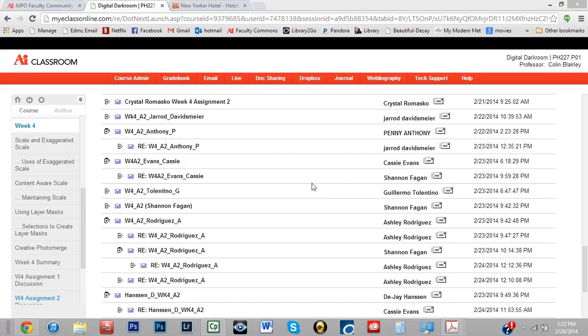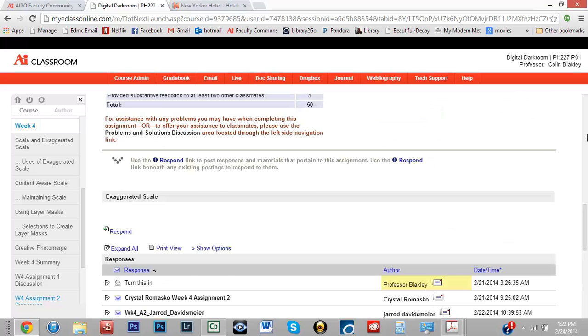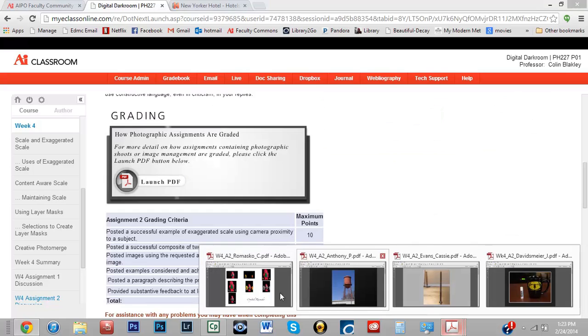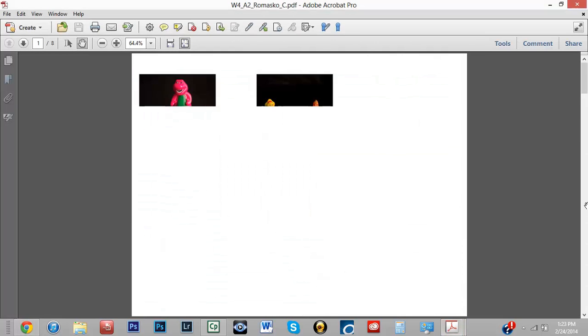So this time around we're going to be looking at Crystal, Jared, Penny, and Cassie's work. Just want to briefly pop it up here and take a look. We're looking at exaggerated scale, doing that both in the camera and then through compositing of images. So I'm just going to jump right in here and we'll start with Crystal's work.